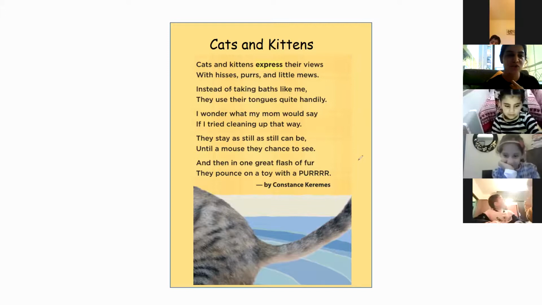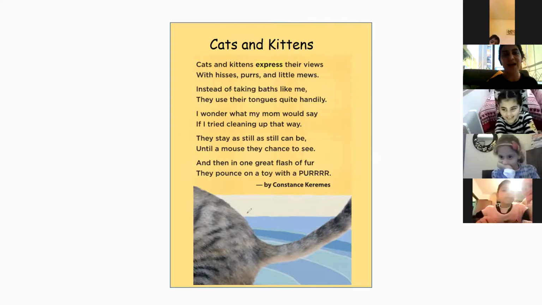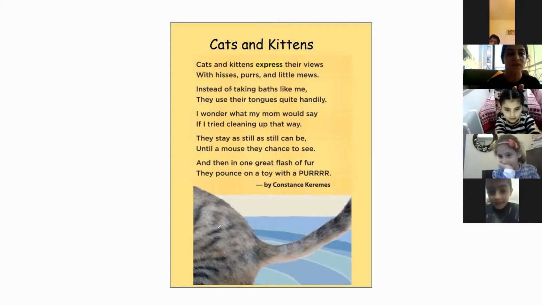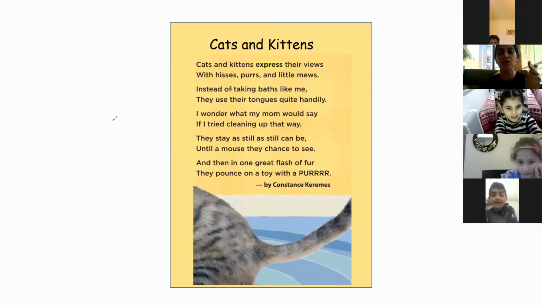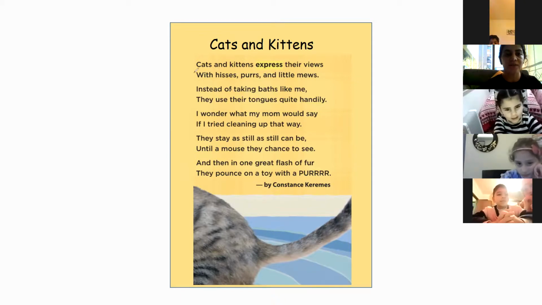Now I'm going to choose Ali Al-Hajj Hussain and Mahmoud. Wait, boys. Mahmoud and Ali Hajj Hussain. Okay. Ali, press the unmute. Cats and kittens. No, you have to start together. Wait. One, two, three, start.